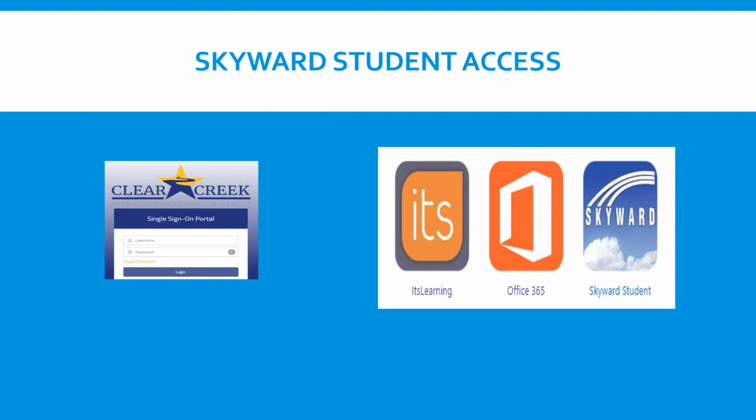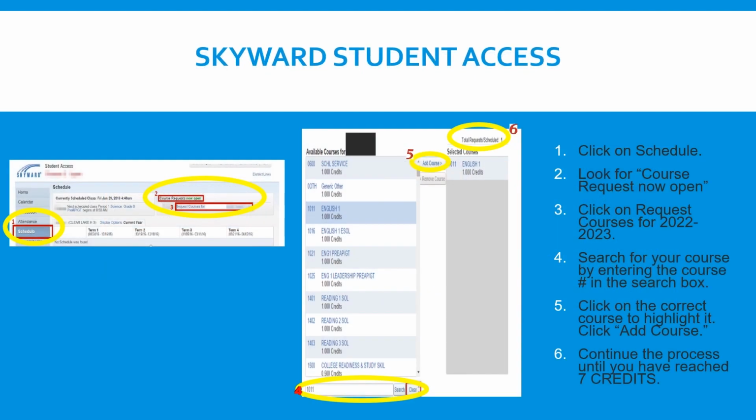After you've written your courses on the planning worksheet, you're ready to enter them into Skyward. Access Skyward as you normally do. Click on the Skyward student icon, click on the Schedule tab, then click on the Request Courses link. It's in blue in the upper right-hand corner.